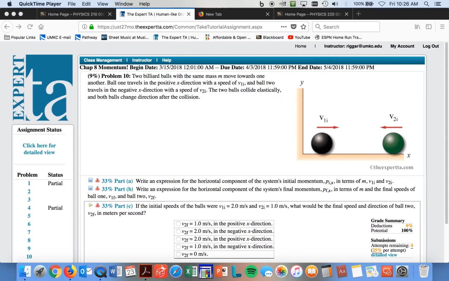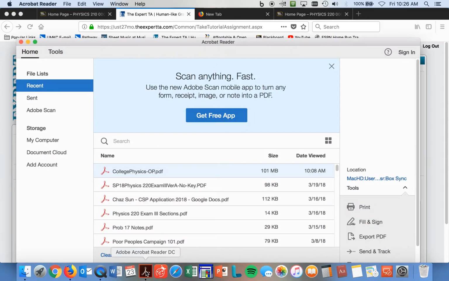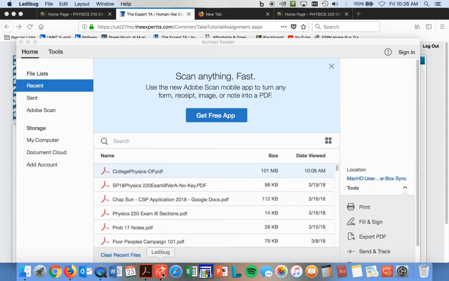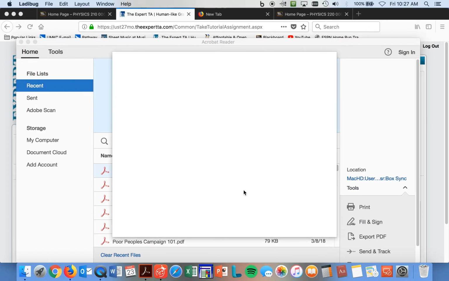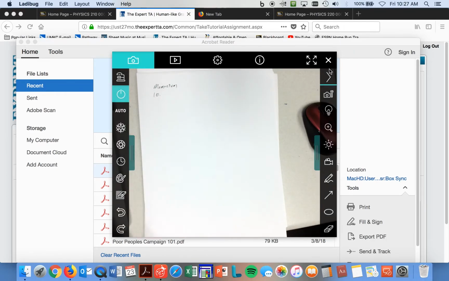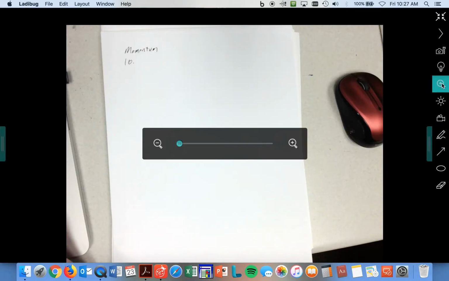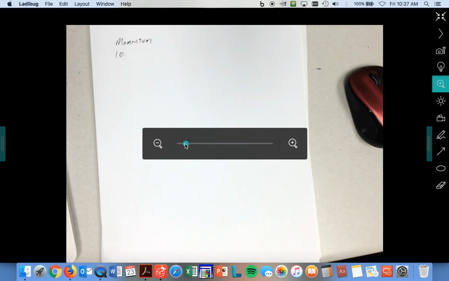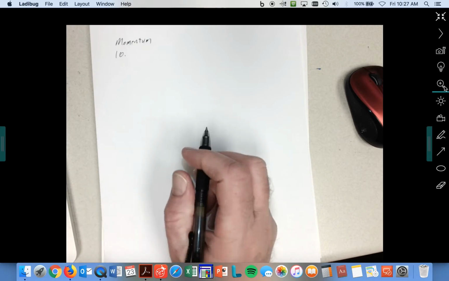So write an expression for the horizontal component of the system's initial momentum in terms of m, v1 initial, and v2 initial. Well, that's not hard, so we can do that part. I'll do the easy stuff for you. How's that sound? All right. So this is problem 10 on the momentum. Now let me expand this and get it a little bit bigger so we can see what's going on. All right, so they wanted us to write an expression.